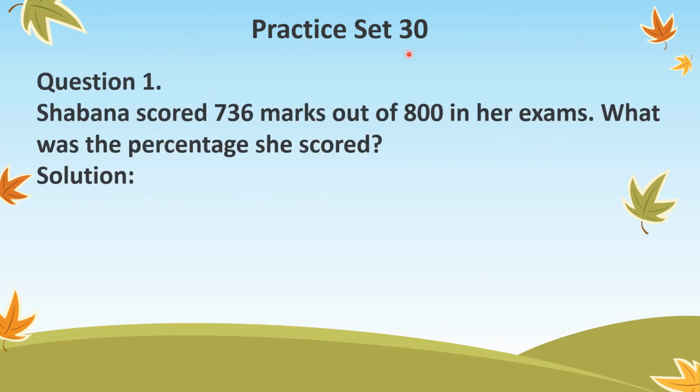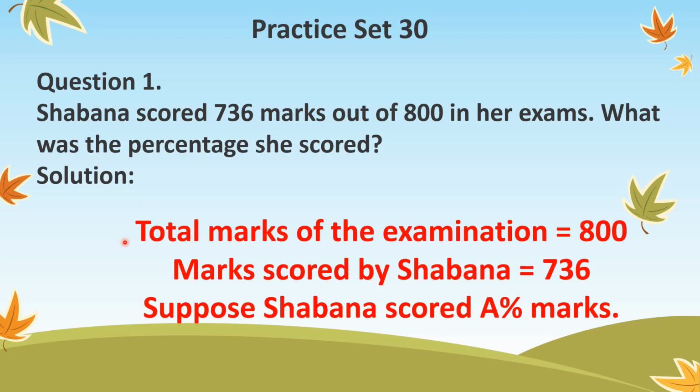Students, now we will discuss practice set 30. Question number 1. Shabana scored 736 marks out of 800 in her exam. What was the percentage she scored? So here we have to find out the percentage of her marks. Here you can see total marks of the examination is equal to 800, marks scored by Shabana is equal to 736.